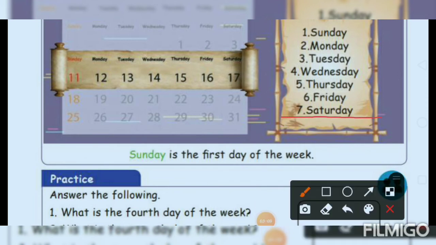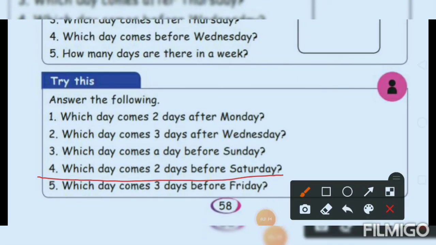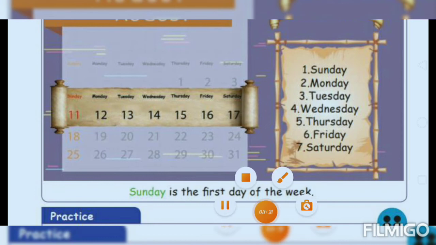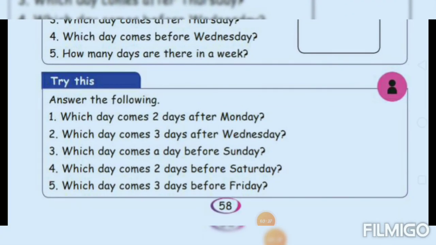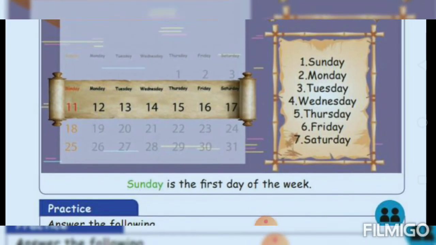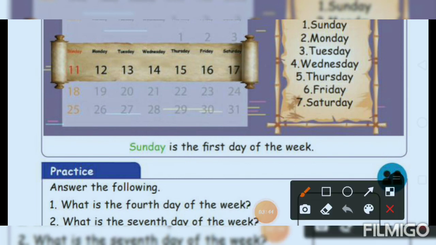Okay, next, fourth question. Which day comes 2 days before Saturday? See the image. Thursday. Answer is Thursday. Which day comes 3 days before Friday? Three days before Friday is Tuesday.